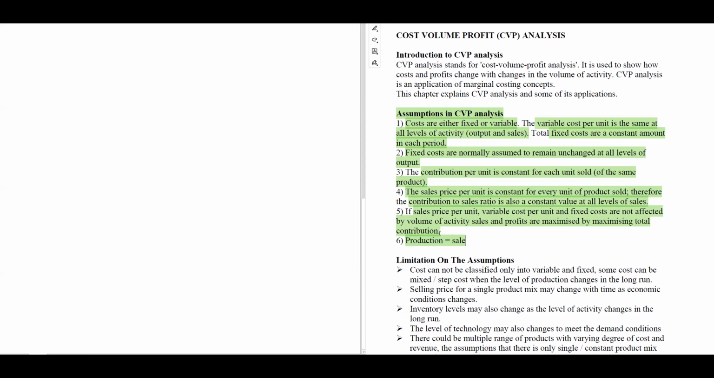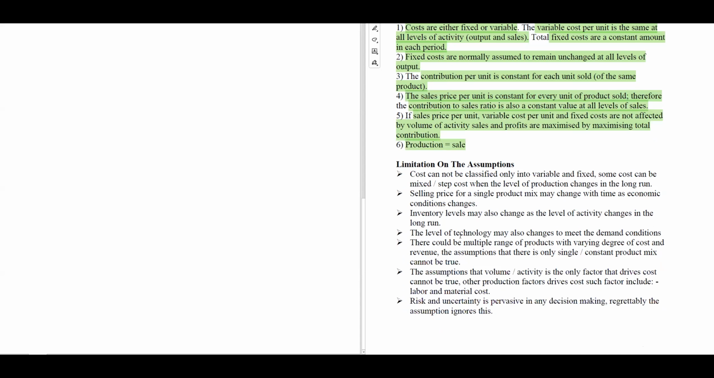for CVP. But these assumptions have some limitations, right? Remember that costs cannot be classified into only variable and fixed. Some costs can be mixed, some can be semi-variable, and so on and so forth, right? Selling price for a single product mix may change as economic conditions change. You know that. So selling price is not always constant because things may change. Tax rates may change, VAT may change, right? Inventory levels may also change.